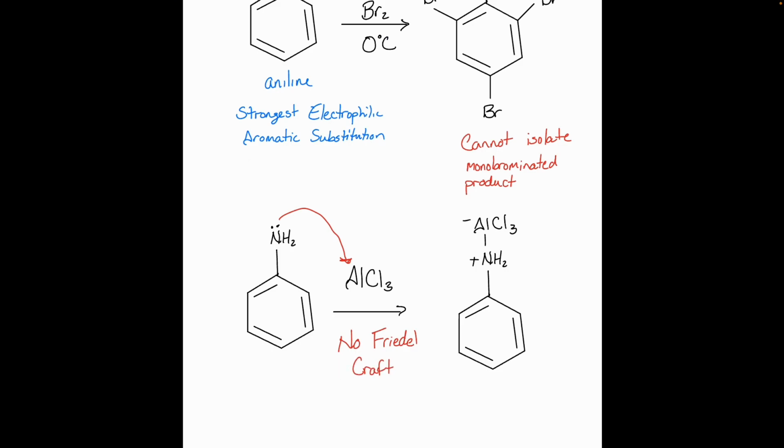All right, so you just got to be a little clever. You can still do this here. You just got to add this intermediate step. Okay. So this would be what we would call a protecting group.